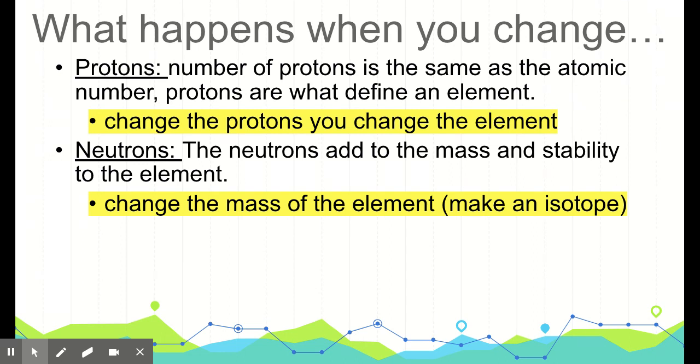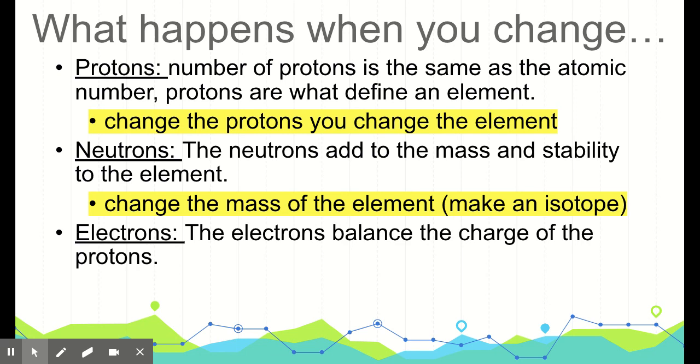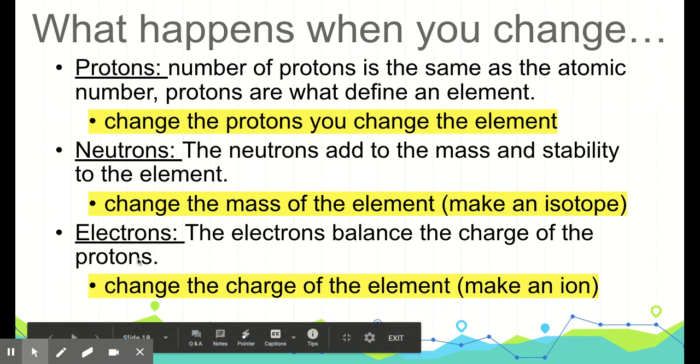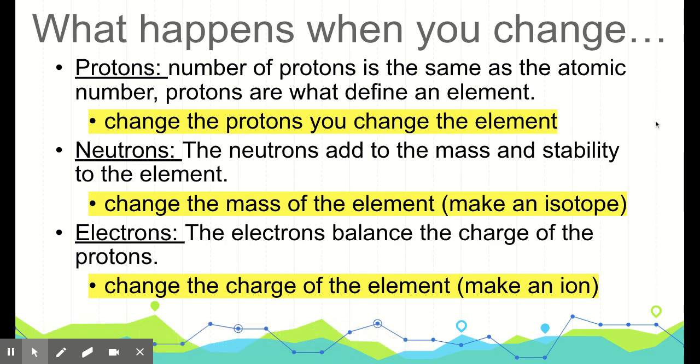So when you're changing the mass, the neutrons, that's the isotope. Electrons is the last one. If we're changing the number of electrons, you are changing the balance of the charge. So there might be more electrons or fewer electrons, and that's going to create an ion. We will talk a lot more about ions later on when we're doing bonding. But for now, just know the difference between an isotope and an ion. That's really important. And if you change the protons, you're changing what element you're talking about.